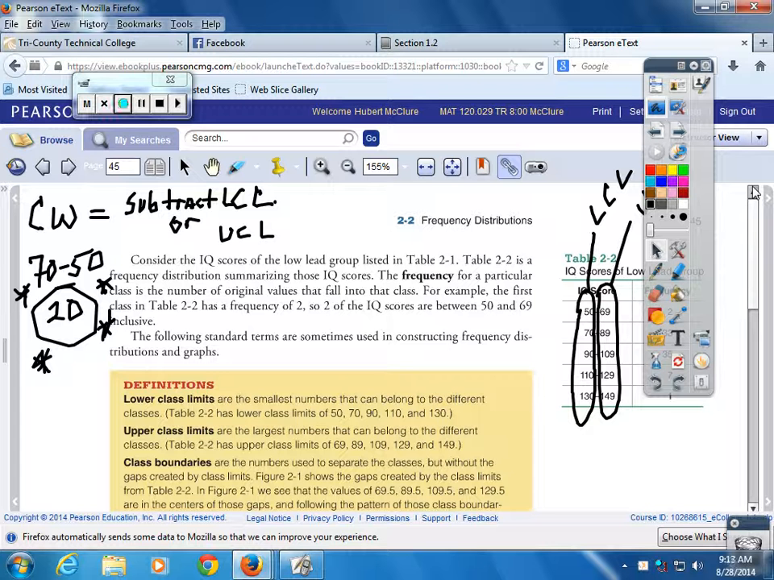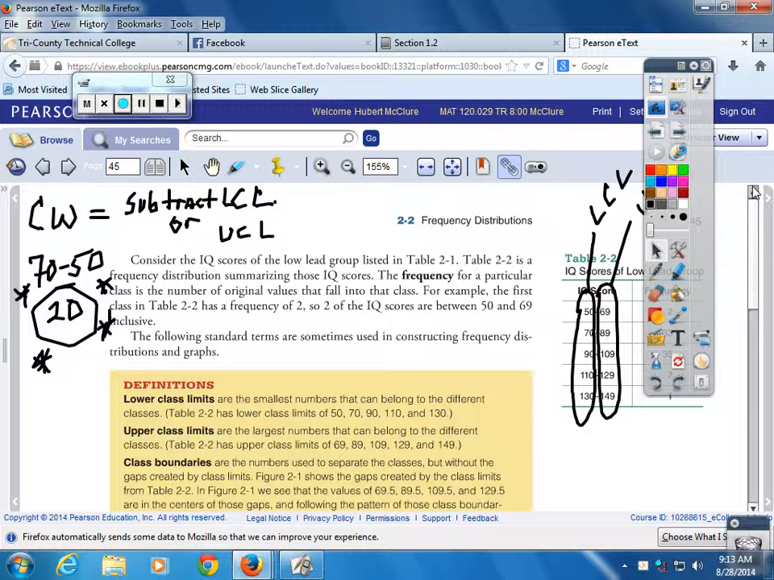50 minus 70. What's 50 minus 70? Negative 20, take the absolute value, 20. You still get 20. Take 89 minus 69. 129 minus 109. 149 minus 129. You get 20. So your class width is 20.